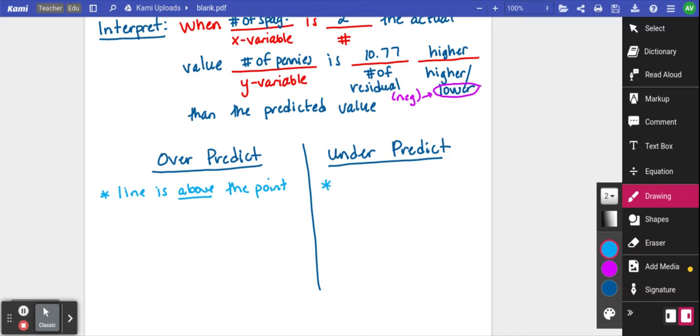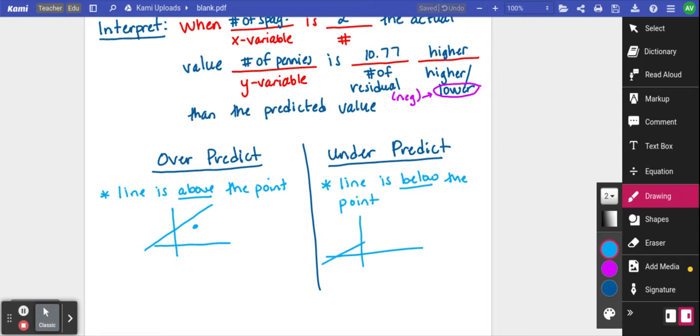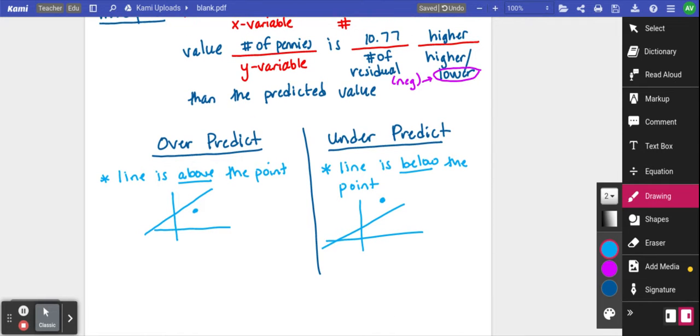And if you have a graph, you're going to say that the line under predicts if the line is below the data point. So for example, if I was looking at a graph like this and I said, what's happening with this data point? Because the line is over the data point, it's an over prediction. And if I was looking at a graph like this and the line was below the data point, I would say that because the line is below, it's an under prediction.